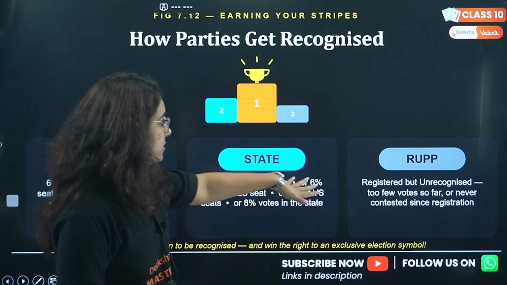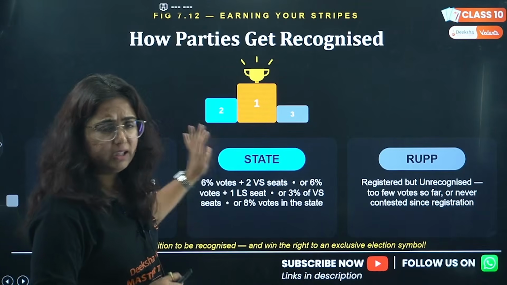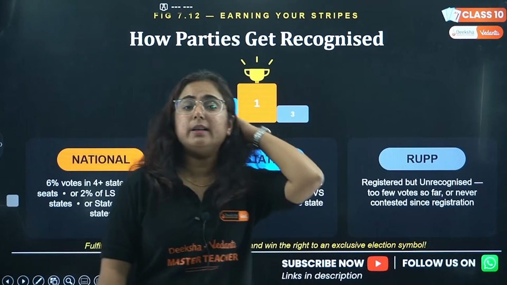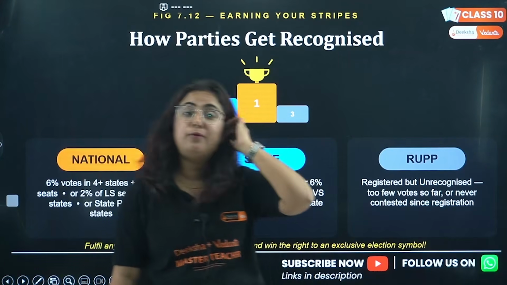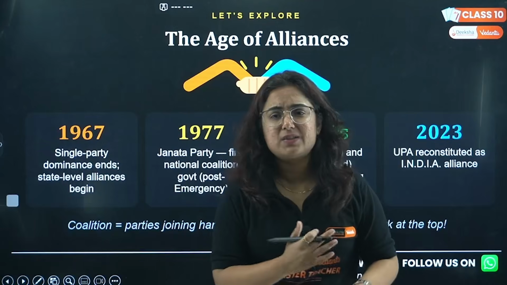Then registered but unrecognized. They are neither national nor state parties because they are not performing well, but they are registered with the Election Commission of India and they can fight elections. And if they perform better, they can be categorized accordingly.